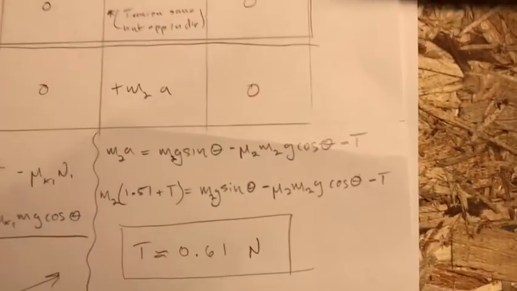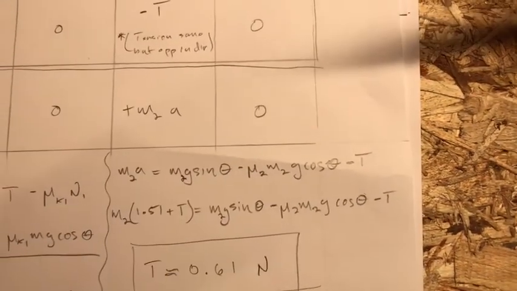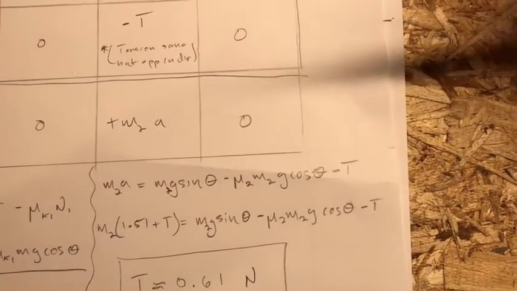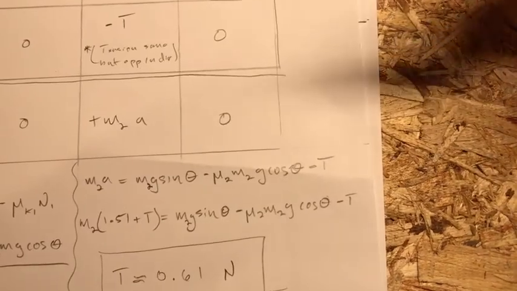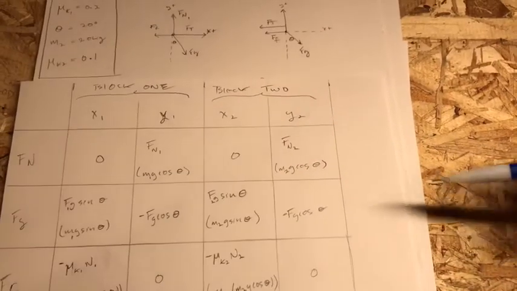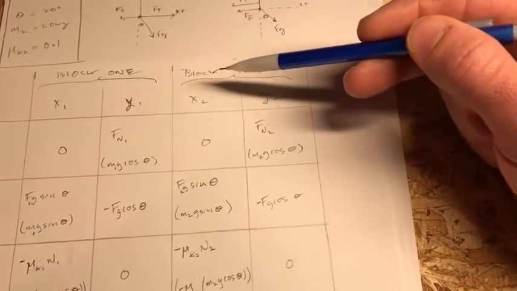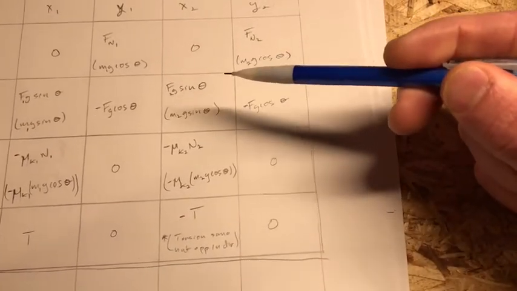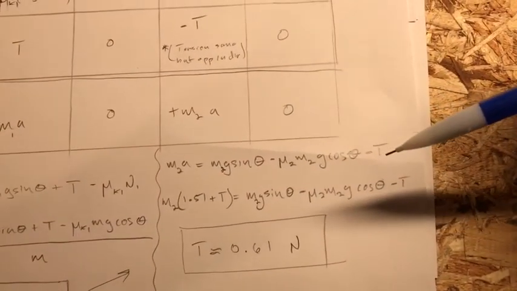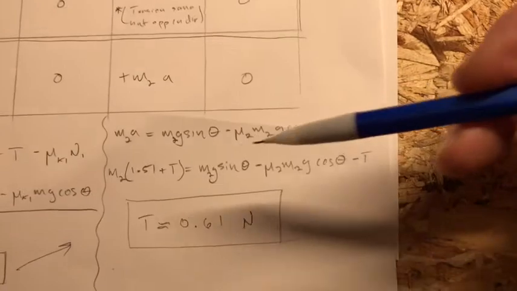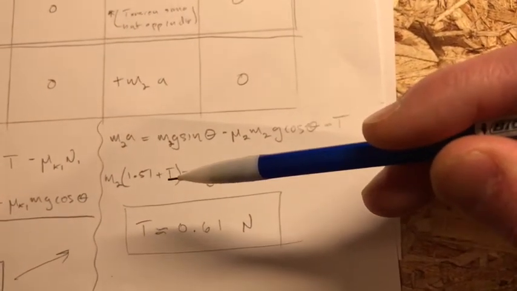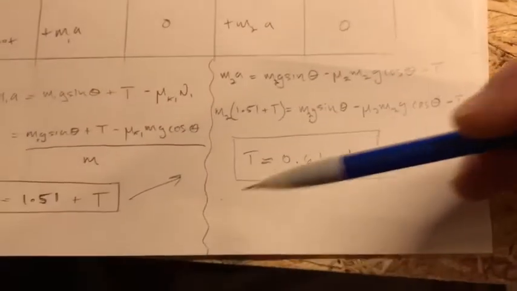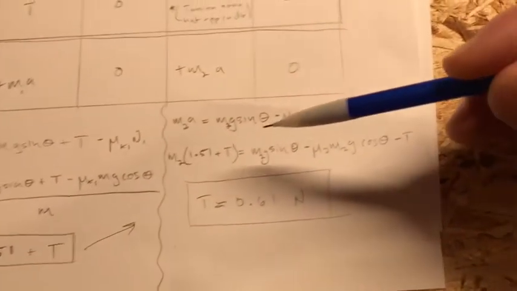And our second equation is this. So it'll be mass times acceleration equals mass times gravity sine theta minus the coefficient times mass times gravity cosine theta minus T. And we get this from our block 2 x direction right here. And we'll get down into a form like this, and here you can see that I substituted our acceleration into the equation.